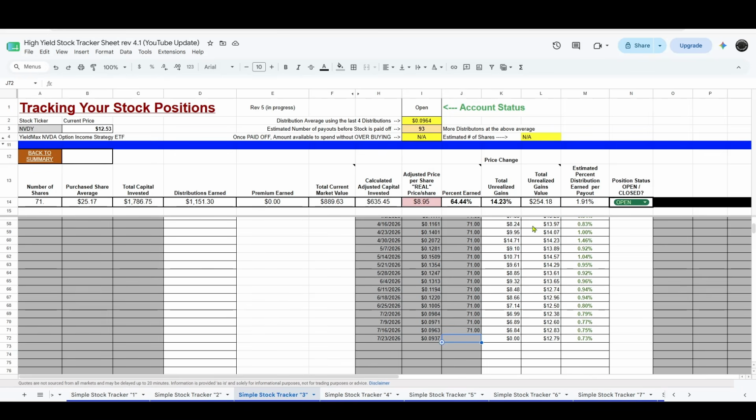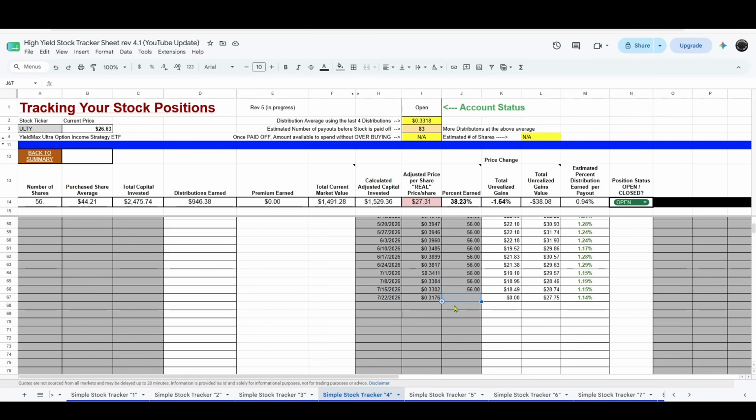And next we have NVDY. We earn 9 cents on NVDY. I have 71 shares. That's going to help to drop that real price per share of $8.95 down to $8.86. And that is indeed below that current price. So if I were to sell all my shares at that current price of NVDY, I would make $260.